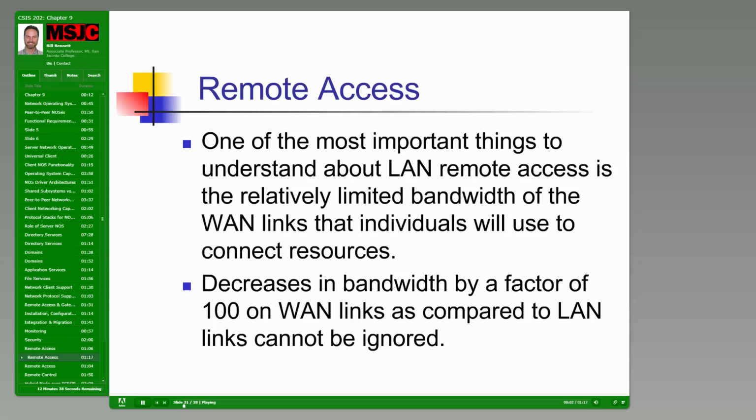One of the biggest issues with remote access has always been bandwidth. If you're used to working in a local area network environment, you're used to 100 megabit per second, or probably these days even gigabit per second network speeds. When we start using WAN links, however, those are going to be much narrower bandwidths. Depends on the type of connection we have.